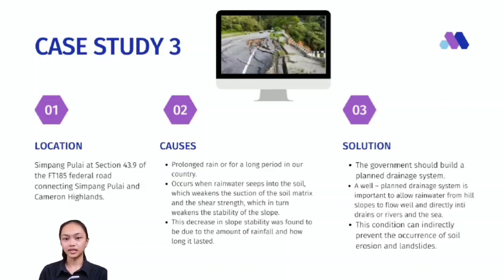Therefore, the solution that can be done to prevent slope failure is for the government to build a planned drainage system. A well-planned drainage system is important to allow rainwater from hill slopes to flow well and directly into drains or rivers and the sea. Water will not stagnate in an area to cause flooding. This condition can indirectly prevent the occurrence of soil erosion and landslides. The built-in drainage system can serve as a strong fortification on the hillside. A planned drainage system can also compact the soil structure on the hillside.